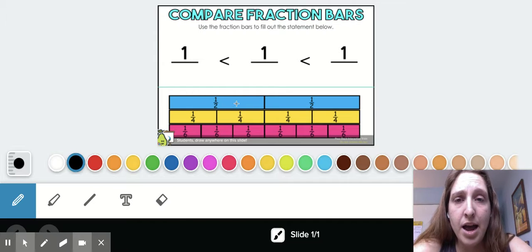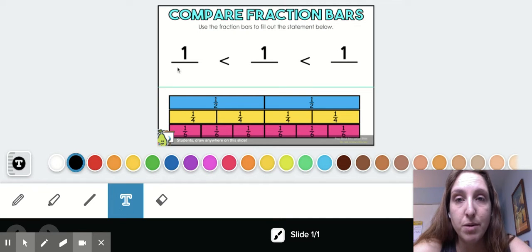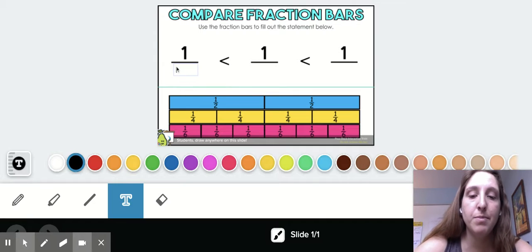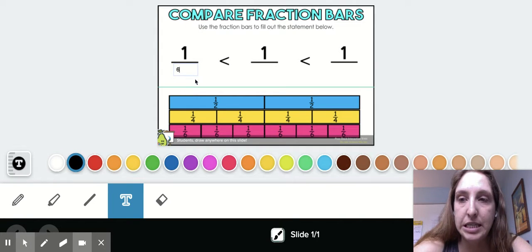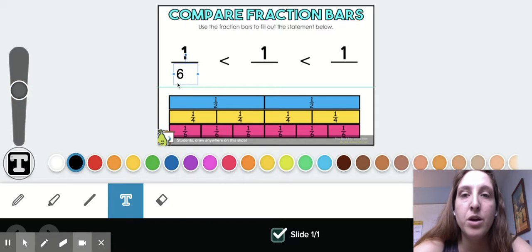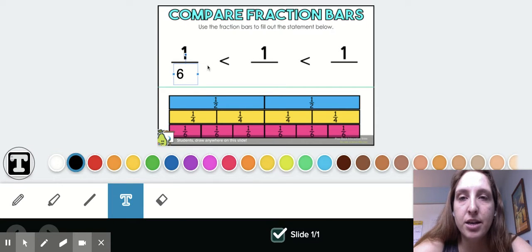All right, well, 1/2 takes up that amount of space. And then 1/4 looks like it's smaller than 1/2. And then 1/6 is even smaller than 1/4. So it must be 1/6 is the smallest fraction. So I'm going to make a text box here. I'm going to write 1/6. I want to make that a little bit bigger. There we go. 1/6. All right, so 1/6 is the smallest one.